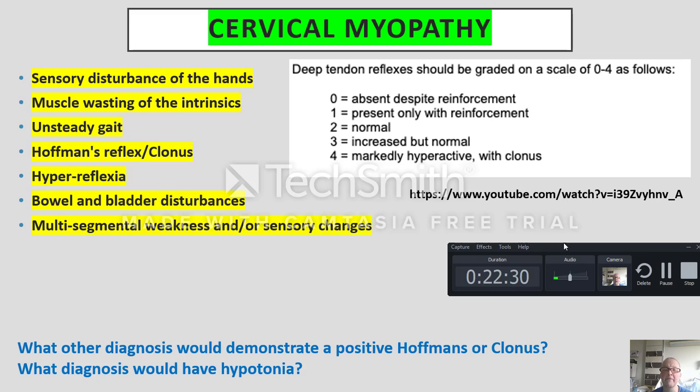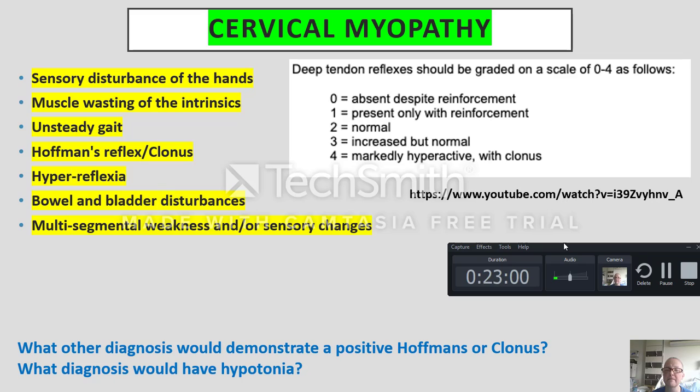So here, a review: the deep tendon reflexes should be graded on a scale of 0 to 4 as follows. 0, absence despite reinforcement. 1, present only with reinforcement. 2 is normal. 3 is increased but normal. And 4 is markedly hyperactive with clonus.